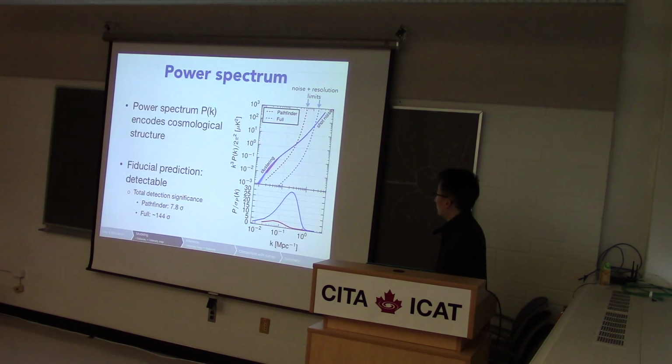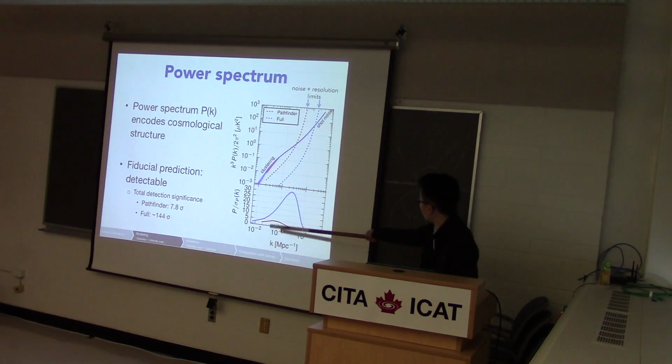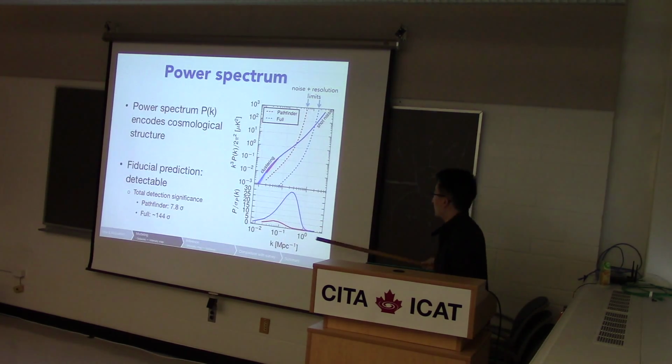So what we see here, when you plot the power spectrum over the error bars, is that the fiducial prediction appears to be detectable. What I'm showing on the bottom here is a detection significance of each mode versus the wave number. But if you integrate this over the entire range of k, the entire range of scales that we're probing, and you make the strong assumption of uncorrelated errors, then you get that the Pathfinder has a total detection significance of about 7.8 sigma, the full experiment about 140 sigma. It depends slightly on your binning, of course, but these numbers essentially stay in the same neighborhood.